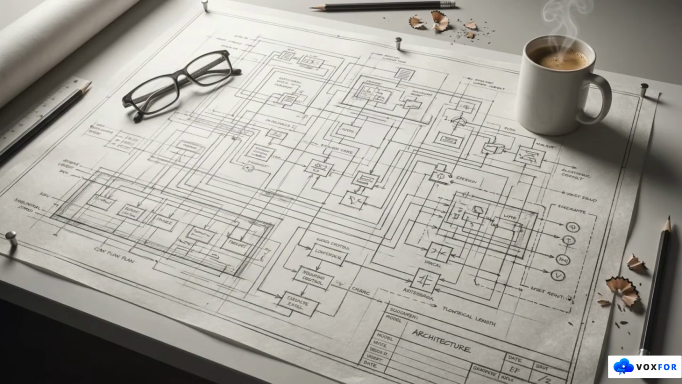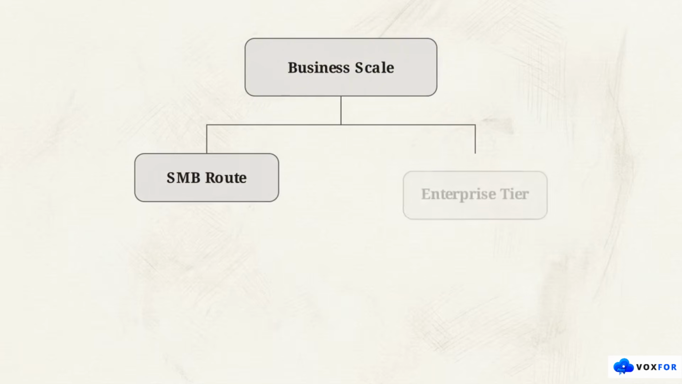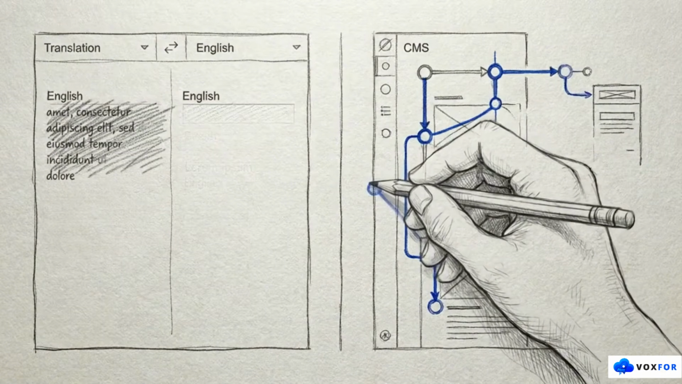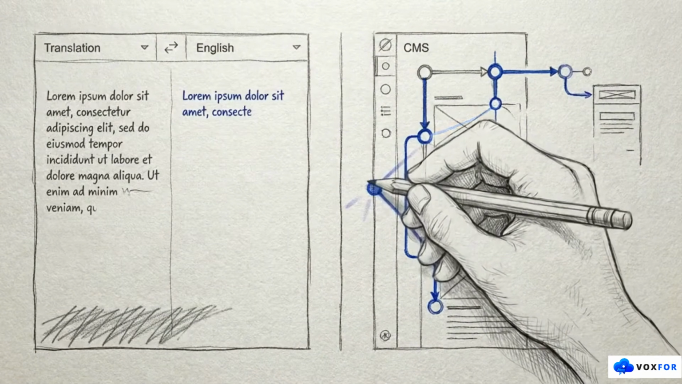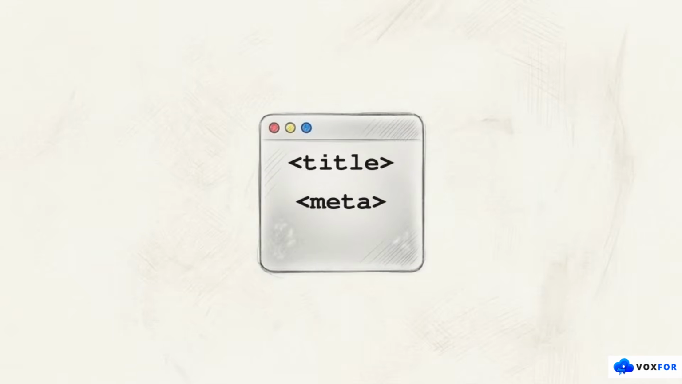So, how do you put this all together? There is no universal setup. The right strategy depends entirely on your available capital and human resources. Depending on your scale, this decision tree has two paths: the SMB route or the enterprise tier. For SMBs, your blueprint relies on subdirectories on your current domain, using a hybrid translation model, automated AI paired with manual intervention. You can safely leverage high-quality AI for the bulk of your body text, but you must manually research and localize the critical ranking factors, your title tags, meta descriptions, and header tags, to capture specific regional search intent.